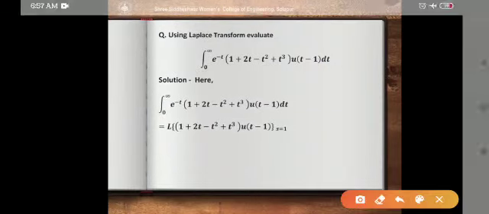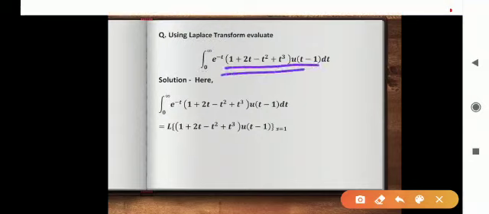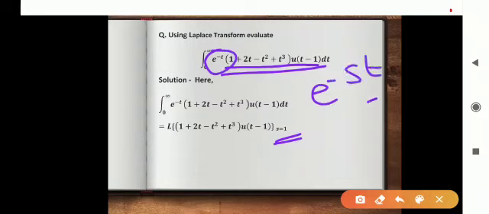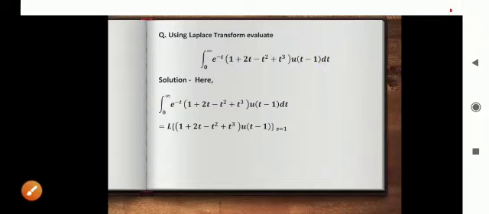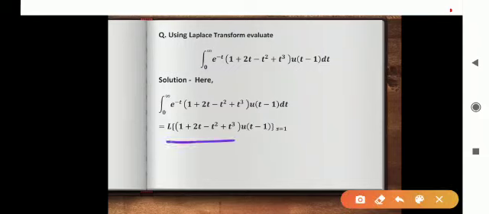the Laplace transform of this function, other than the exponential term, at s equal to 1. Why at s equal to 1? Because here e raised to minus st is e raised to minus t, meaning st is equal to t, that is s equal to 1. So for the particular value of s as 1 we have to find this result. So first we will find the Laplace transform of this one just as in the first example, and then in that result we will put s equal to 1.